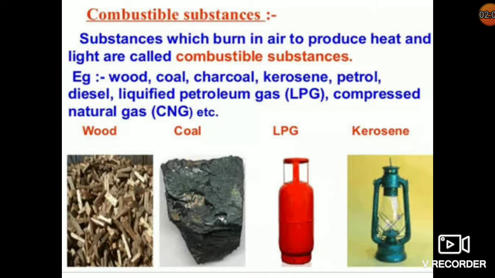Next is the combustible substance. What is a combustible substance? These are the substances that burn in air to produce heat and light. That means these are the substances that undergo combustion. For example, wood, coal, charcoal, kerosene, petrol, diesel, liquefied petroleum gas (LPG), compressed natural gas (CNG), etc. To remember the full form of LPG, it is liquefied, not liquid, petroleum gas. So these are examples of combustible substances: wood, coal, your LPG cylinder, kerosene, etc.